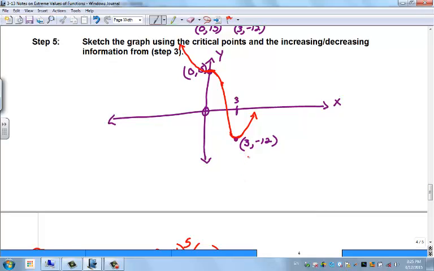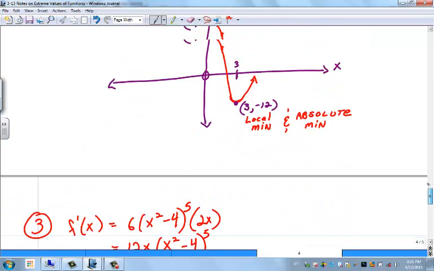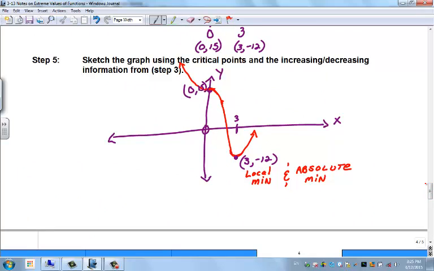Now, in this particular graph, by the way, since both of these arrows are going up, not only is this a local minimum, it is also an absolute minimum. Why? Because there are no other points on this graph that are ever going to be lower than that point. All right, so that is the entire lecture.